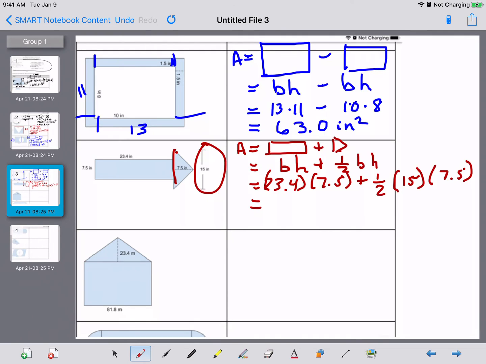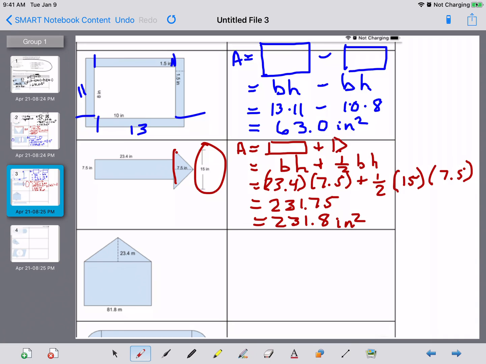So I reach for my calculator and I'm clearing it off, and I got 23.4 times 7.5. Okay, plus 1/2. You notice I'm adding on this one because I'm stacking them together, plus 0.5, half of base times height, times 15 times 7.5. And I have 231.75, but I'm supposed to round to the 10th. So 231.75 rounded to the 10th is 231.8, and that is inches squared.